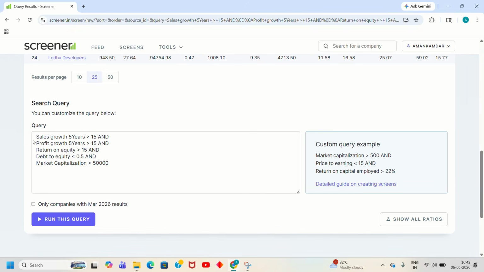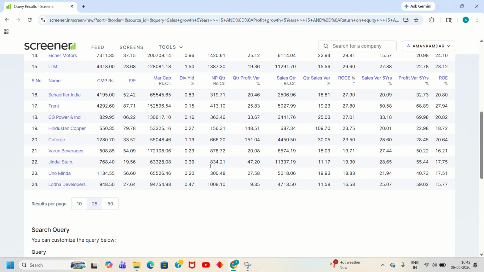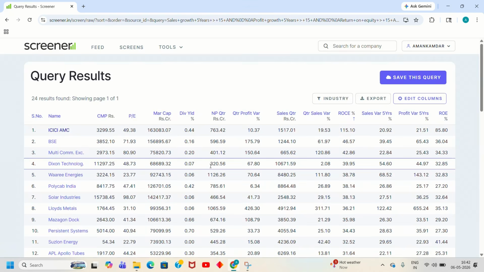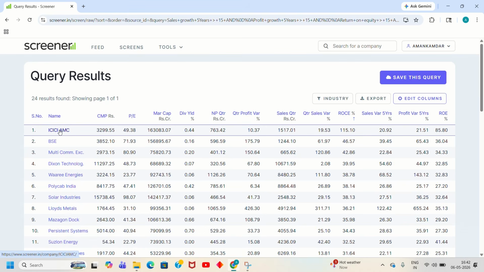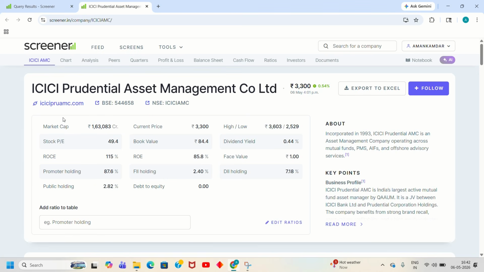that we have entered, with the sales growth a minimum of 15% over 5 years, and profit growth similarly 15%, return on equity also 15%, and debt to equity almost 0.5, which is almost a completely debt free company. So here are the results, the 24 companies. Now firstly, we would be going for ICICI AMC. We would just be verifying whether the filters that we have entered are accurate or not, so whether the company is performing in a similar trend or not.